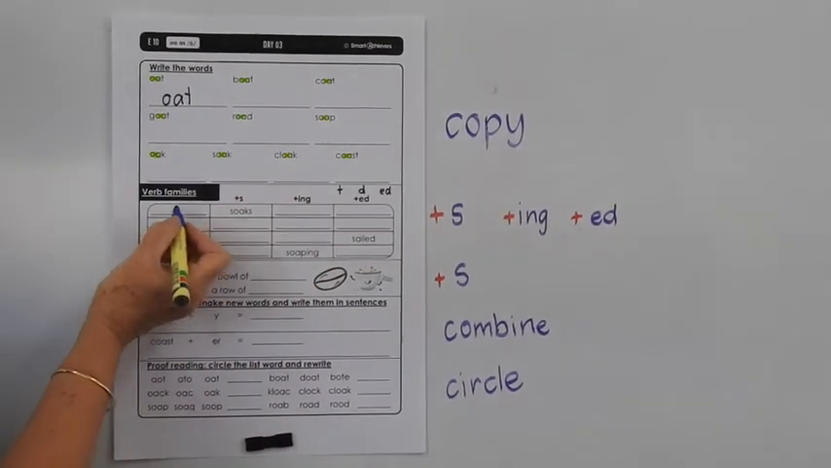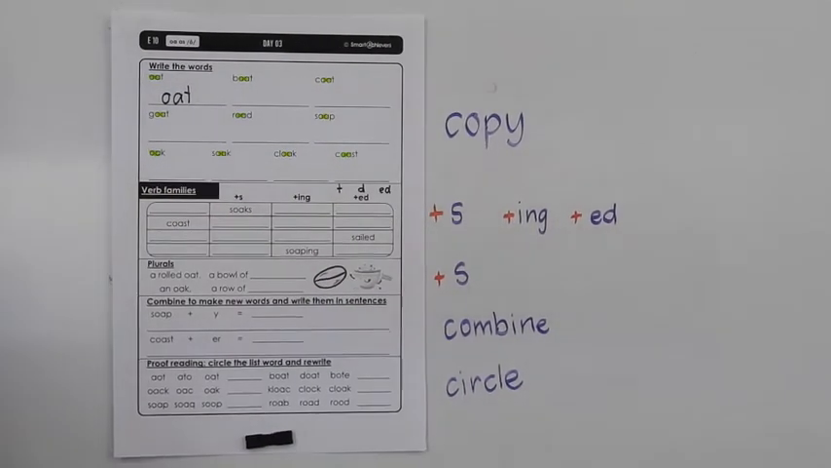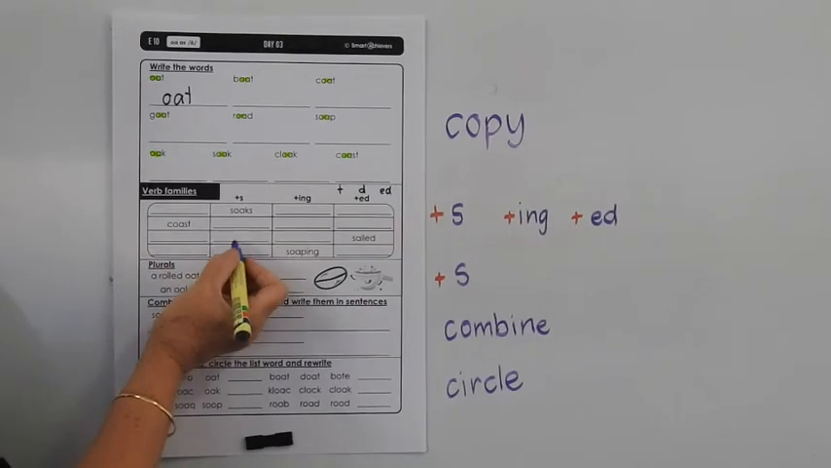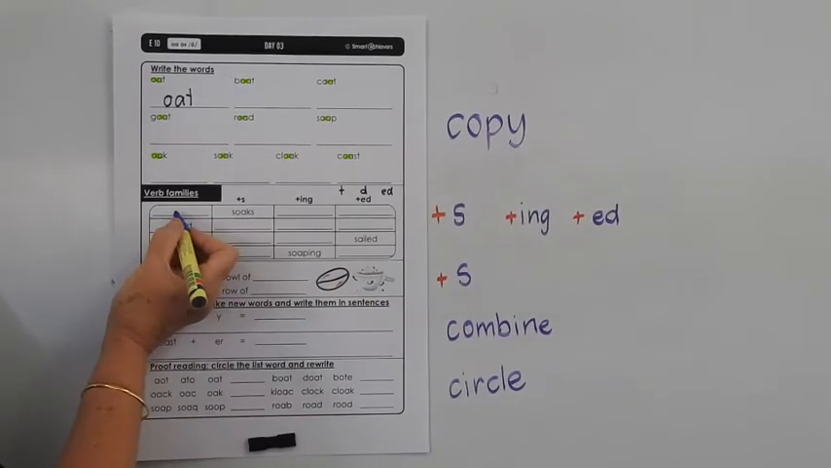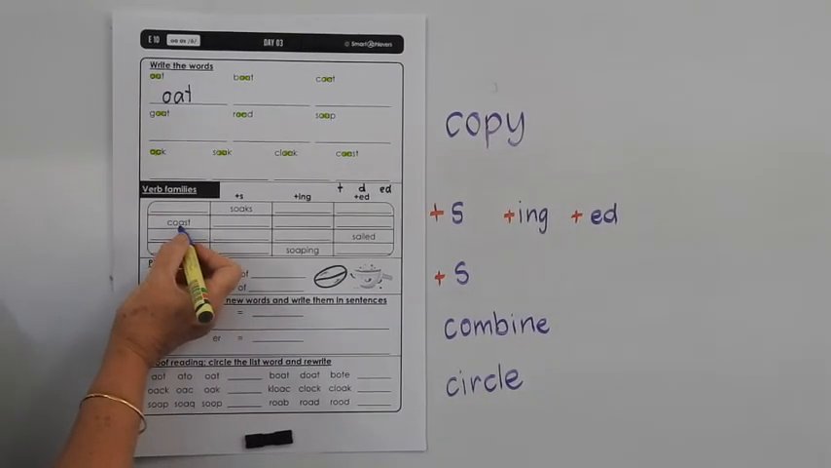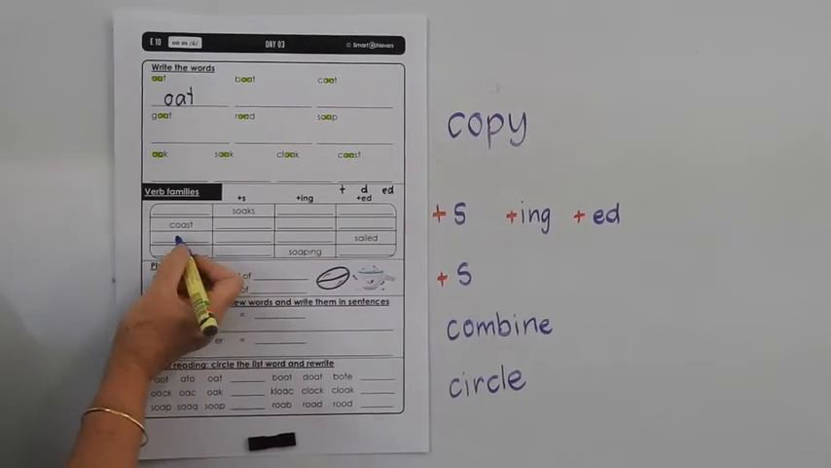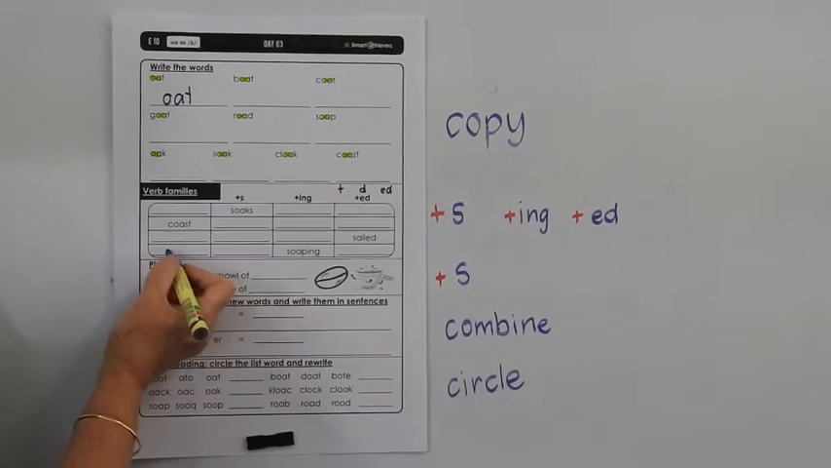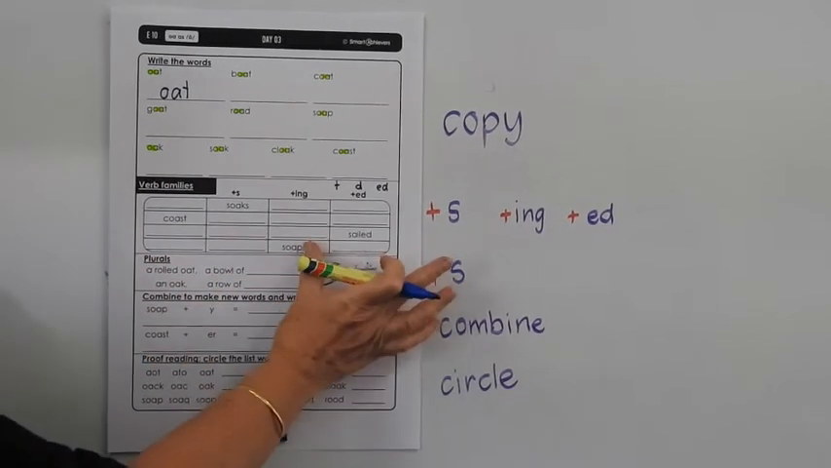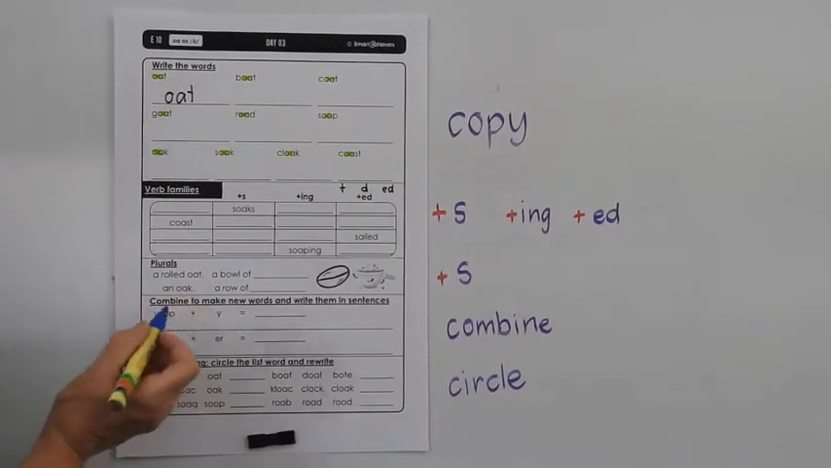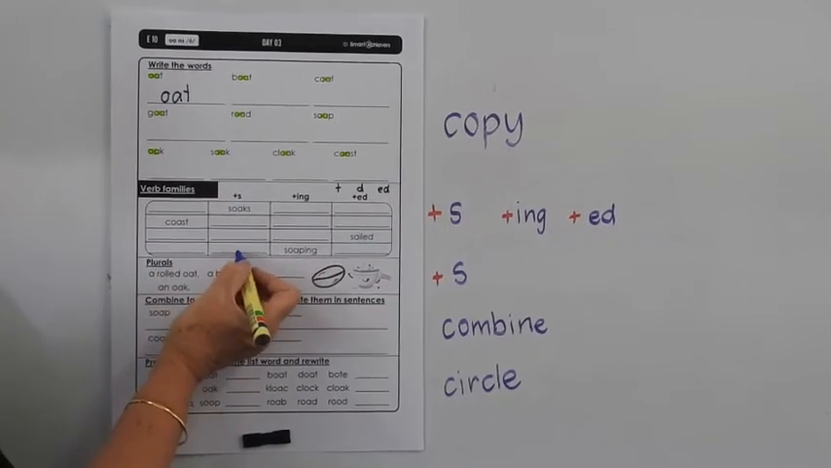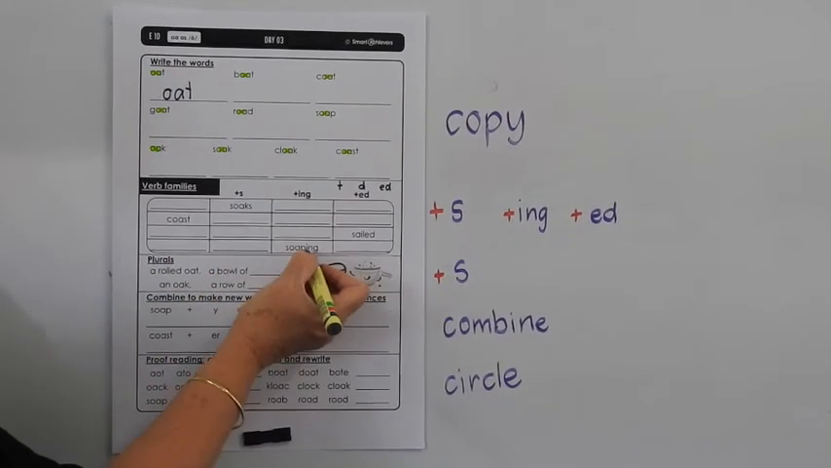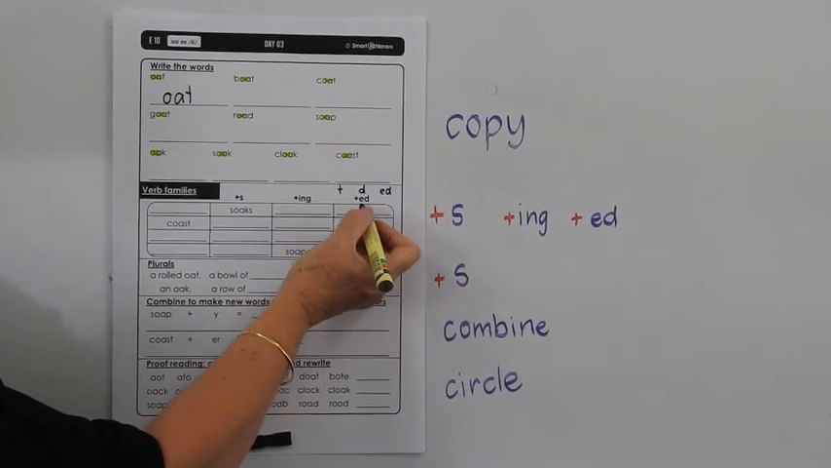Here we've got some verbs and we're doing verb families with them. So find the base words first. You've got soaks, the base word will be soak. Coast, you've got sailed, the base word would be sail. Soaping, the base word will be soap. It's just the base word with the end bit taken off. Here we're adding S to each of those base words. Here we're adding ing. And here we're adding ed.